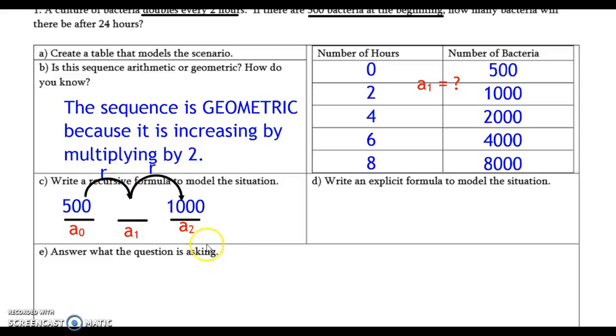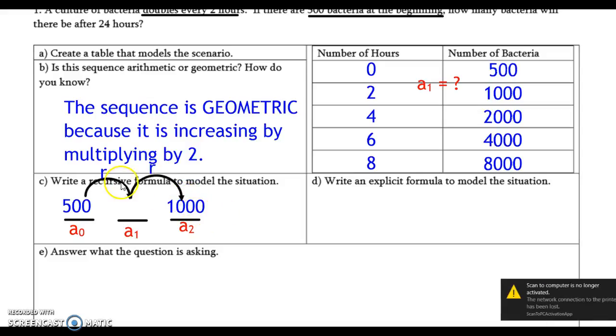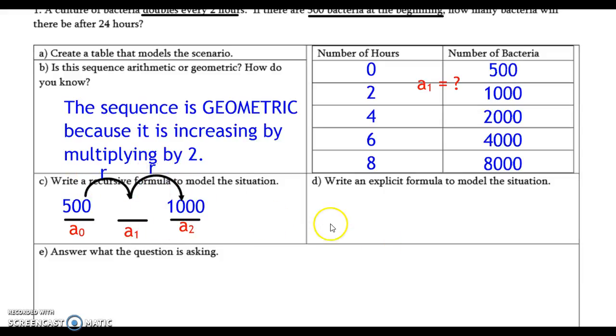So in other words, we don't know exactly what the number is, but we do know that if you take 500 and you multiply it by r, and then you multiply it by r again, you'll get 1,000, because we're multiplying by that common ratio twice. So in other words, we can say that 500 times r times r again should be equal to 1,000.